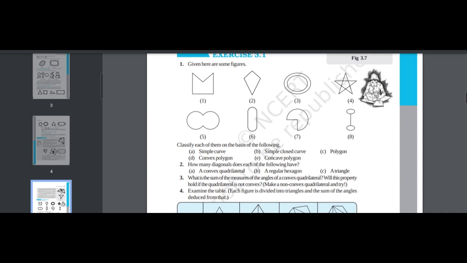What will it be for figure 4? That is a star. Convex polygon. No, not convex polygon. It is inverted on one side. Oh yes, it is concave. It is a concave polygon. It is a polygon, it is a simple closed curve, and it is a simple curve. You don't have to put the D part. A, B, C and E are suitable for figure 4. Yes, very good.